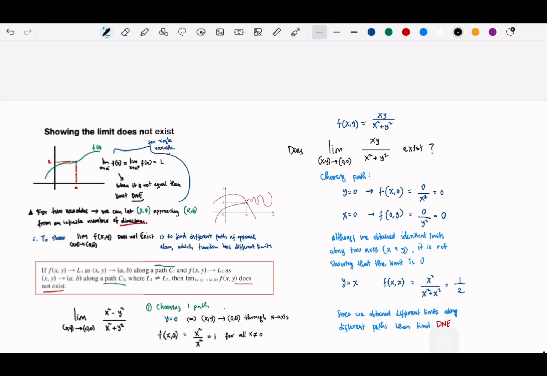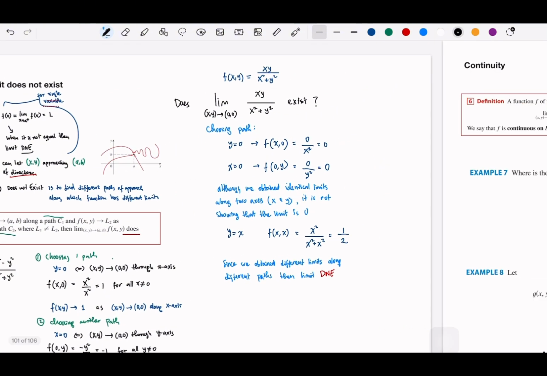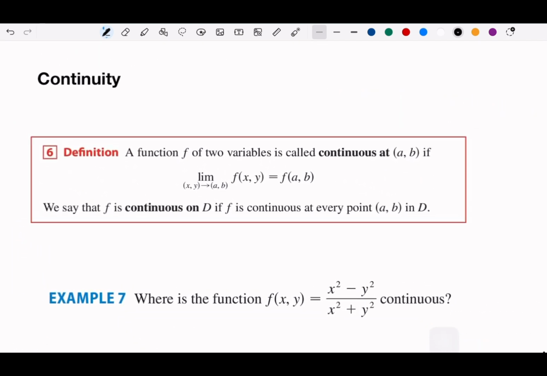Okay, now when we have this limit, proving the limit doesn't exist, we can move to the continuity in the function of two variables. It will be very, very similar to what we have in calculus 1, if you remember that. So we can call the function of two variables continuous if the limit exists, and it will be equal to the function itself.